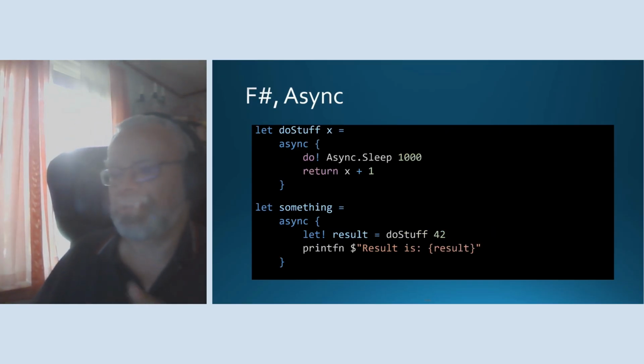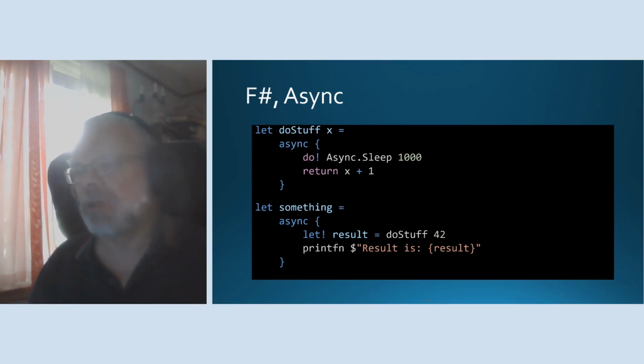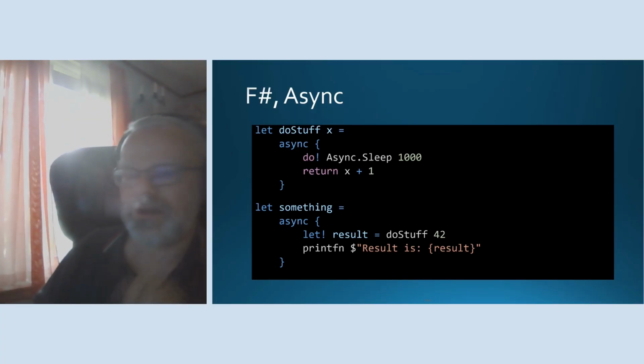In F#, we do it a little bit different. We declare an async block, or an async computational expression. Here we do, because async sleep does not return anything. We don't have anything to check against or handle the results. It's just do this. There's no return value. And as we do, exclamation mark inside an async block means await the result.